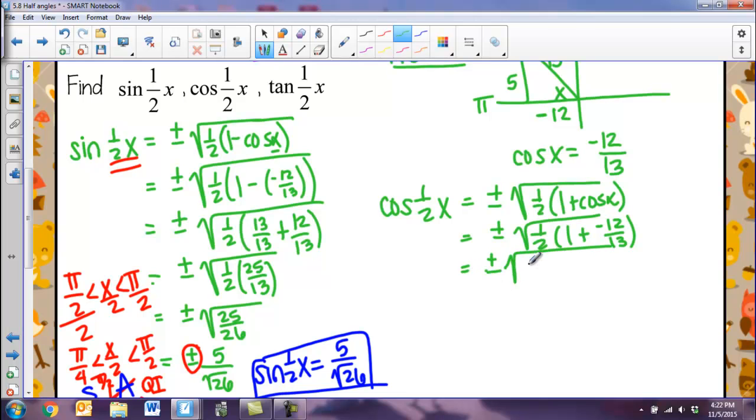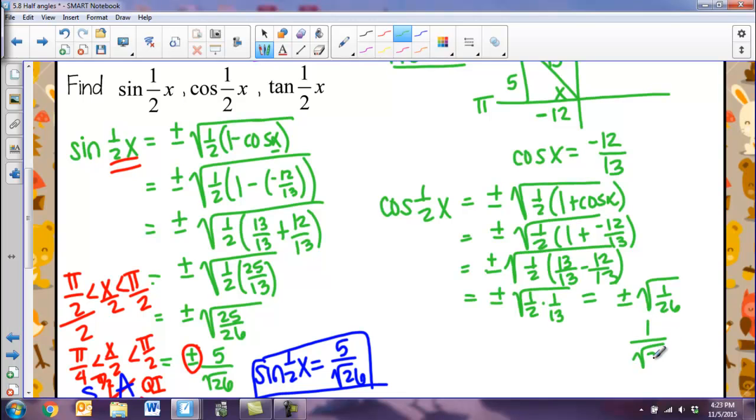So now at this point we have 1/2. Again, this is going to be 13 over 13. But now this is minus 12 over 13. Wow, I just got super bad handwriting all of a sudden. Okay, now I have plus or minus the square root of 1/2 times 1 over 13, which would get me plus or minus the square root of 1 over 26. Okay, again, you're taking the square root of the top and the square root of the bottom, so that would just be square root of 1 is 1 over the square root of 26.